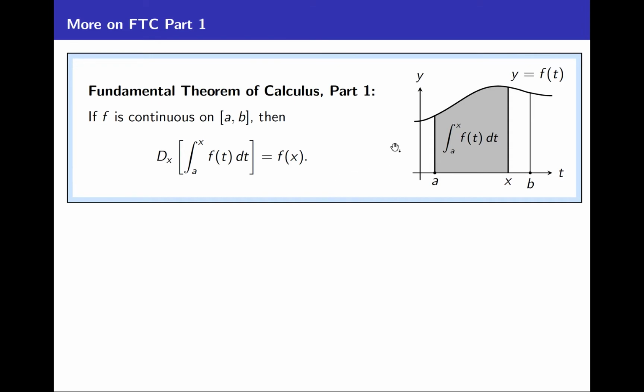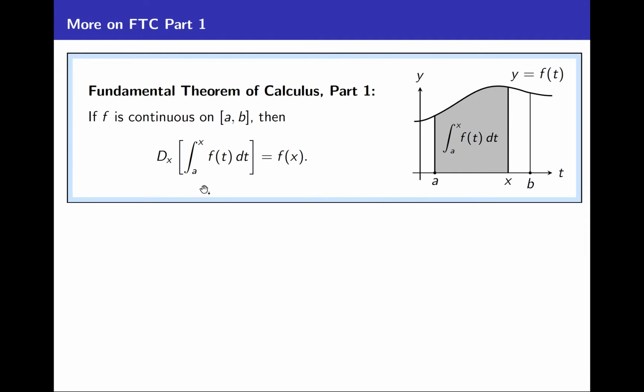This is most easily visualized if you think about the situation in which f of t is positive on the interval from a to b. So the integral from a to x, f of t dt, gives this shaded area. And you can clearly see that that shaded area is a function of x. As x changes, the area changes, the value of this definite integral changes. It's a function of x.